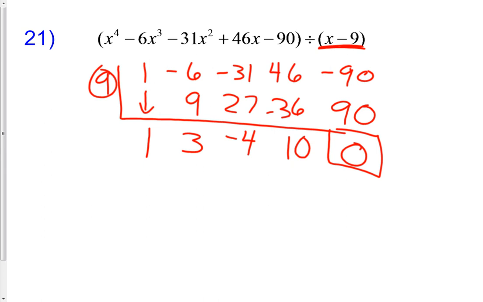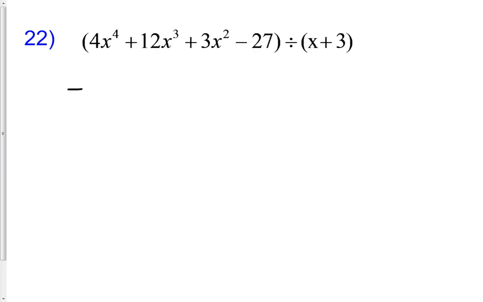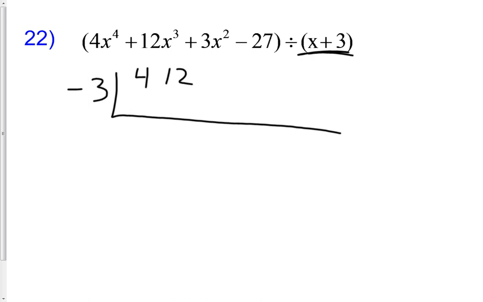So our answer, 1x to the third plus 3x squared minus 4x plus 10. Okay, one more of these. We have a negative 3 that gets pulled out in front, because it's the opposite of this. And we have 4x to the fourth, 12x cubed, 3x squared, 0x, make sure you put in that placeholder, and a negative 27 for a constant term.